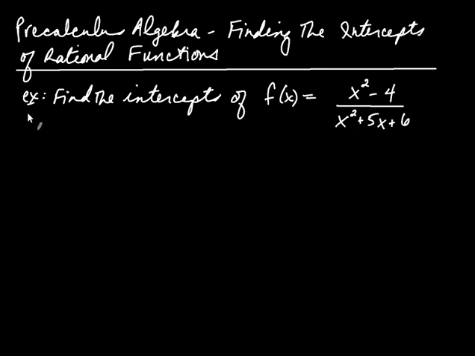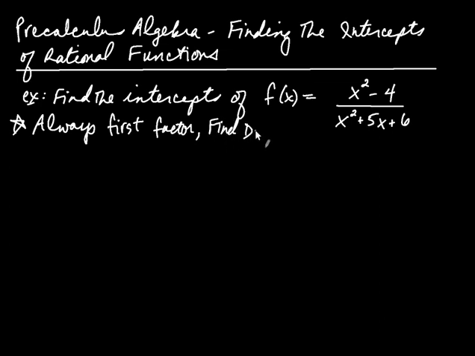Okay, so there's a good rule to stick to when dealing with rational functions. Let's give this a star. We're always first going to factor the numerator and denominator if possible, because they're polynomials. First factor, find the domain, and then simplify. We're going to do this every time we have rational functions. We're first going to factor, then we're going to find the domain, and then we're going to simplify the function.